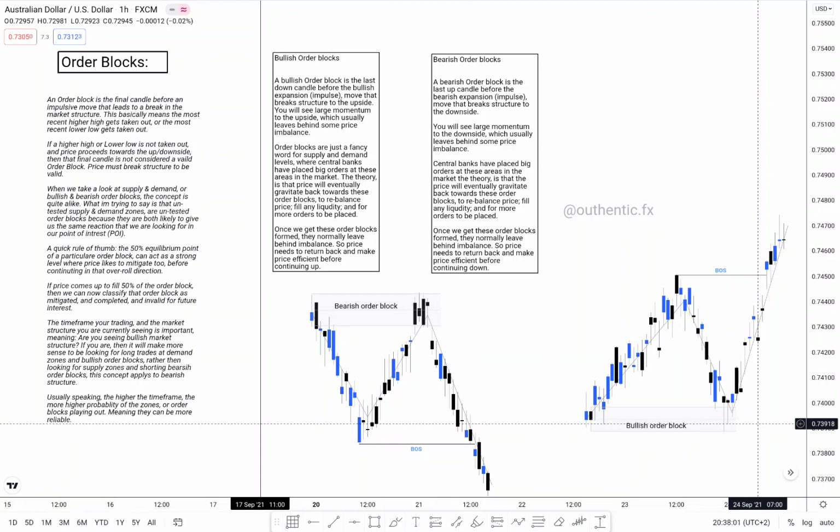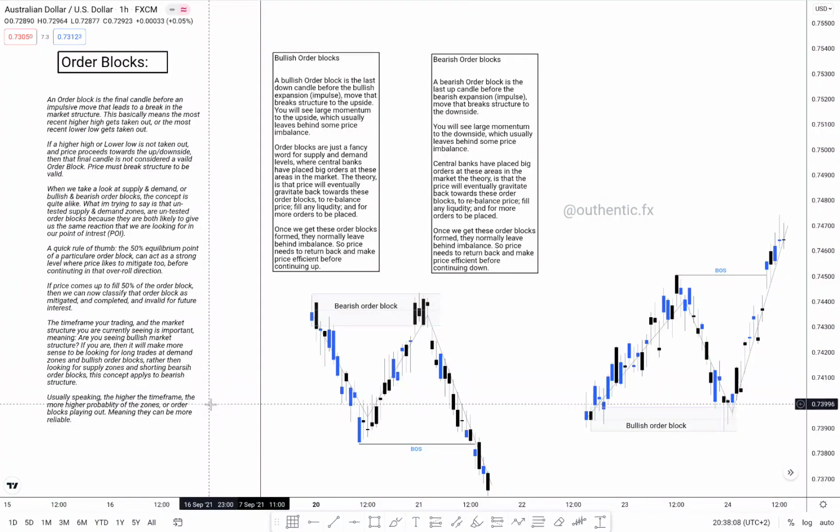The time frame you're trading and the market structure you are currently seeing is very important. Meaning, are you seeing bullish market structure? If you are, then it will make sense to be looking for long positions at demand zones, bullish order blocks, right? Rather than looking at supply zones, guys, and shorting bearish order blocks. This concept applies to bearish structure, right? So if price is bullish, why are you looking for shorts, right? Move with the trend, guys. The trend is your friend at the end of the day. You are most likely to be profitable following the trend than trading against it.